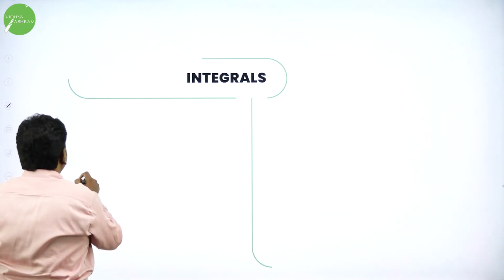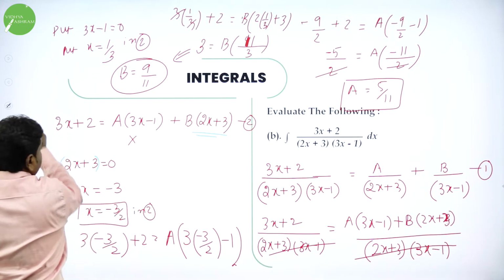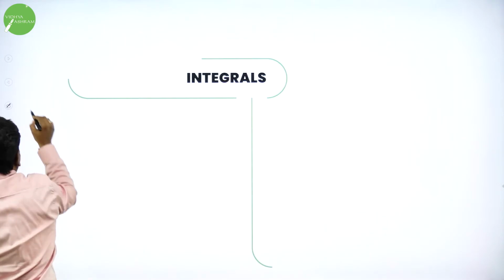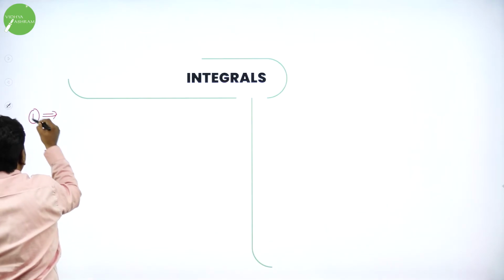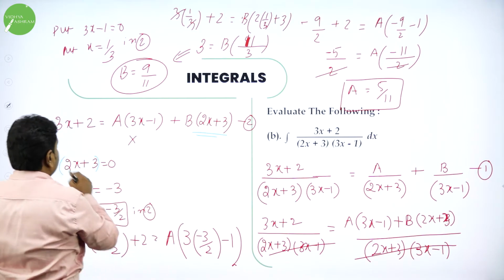Go to the given question. What is the given question? Go to equation 1. Equation 1 is the given question here: (3x plus 2) divided by (2x plus 3)(3x minus 1).